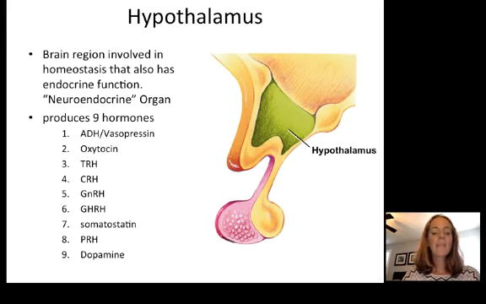The hypothalamus produces 9 hormones. And I want you guys to write each one of these down fully as we go through their names and little by little start a chart to memorize what each of these hormones does. We're going to start with the first 2, ADH and oxytocin, and then we'll go through the rest, which are our releasing and inhibiting hormones.